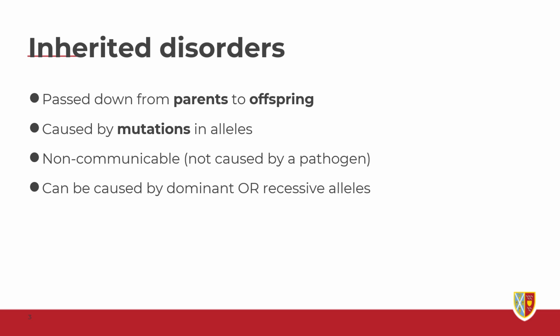Mutations are random. Nobody chooses for them to happen. They just happen while you're copying DNA and you accidentally copy it wrong. They're non-communicable, so if somebody has an inherited disorder, they can't give it to you or to anybody else. And it can be caused by either a dominant or a recessive allele.